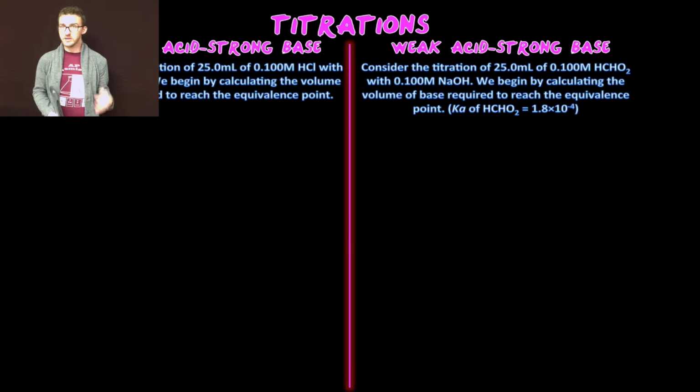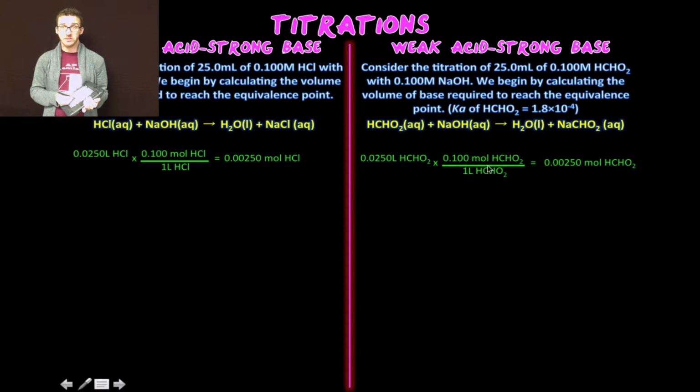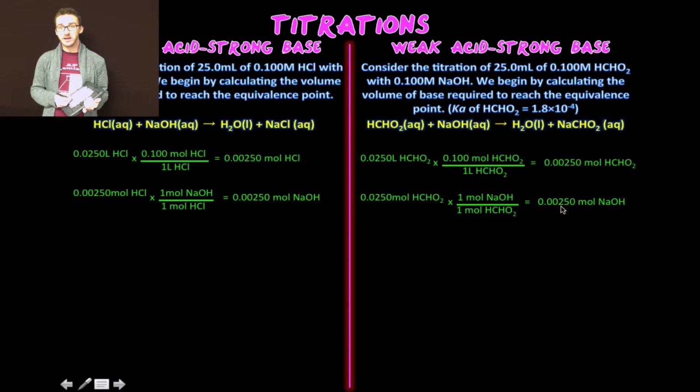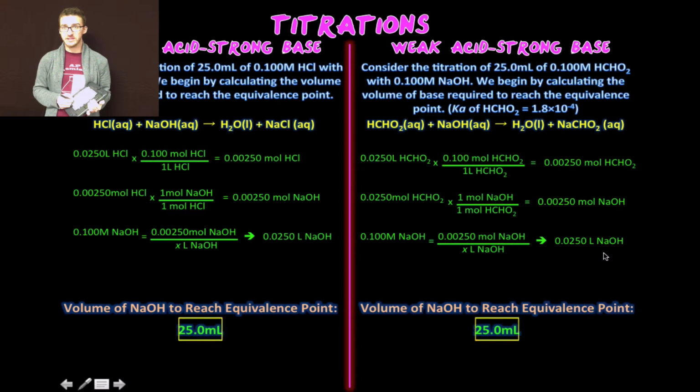Again, first thing we're going to do is determine how much base is required to reach the equivalence point. So first, I'm going to calculate how many moles of my weak acid I have. I've got 25 mL of a 0.1 molar solution, so I have 0.00250 moles of weak acid. The relationship between my weak acid and strong base is a 1-to-1 relationship, and so I'm going to need 0.00250 moles of sodium hydroxide to neutralize my 0.00250 moles of weak acid. Which means that if I'm working with a 0.1 molar solution of sodium hydroxide, I'm going to need 25 mL of sodium hydroxide to neutralize 25 mL of 0.1 molar formic acid.